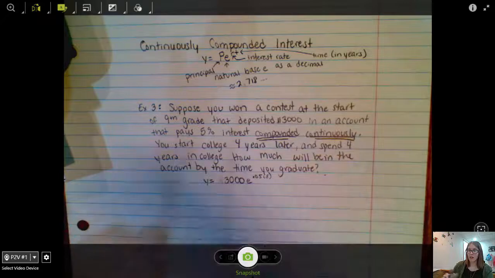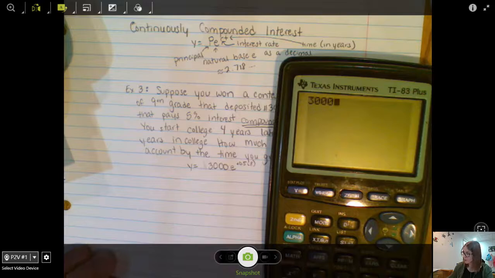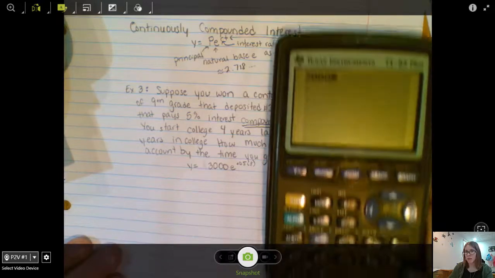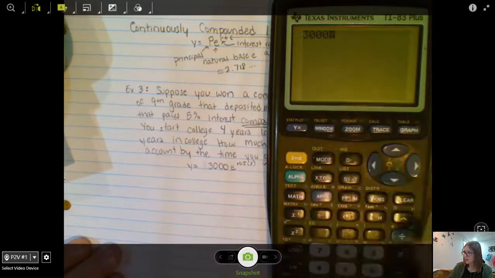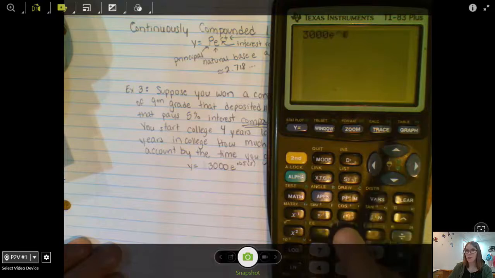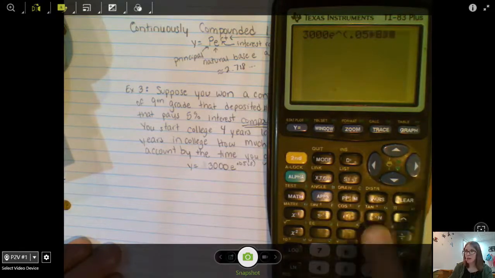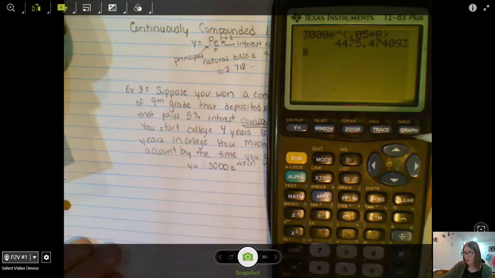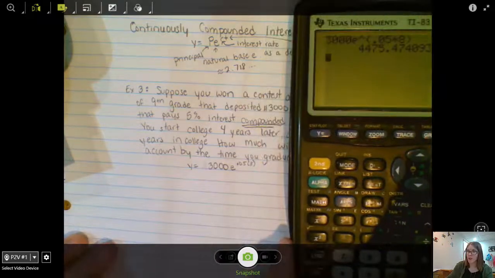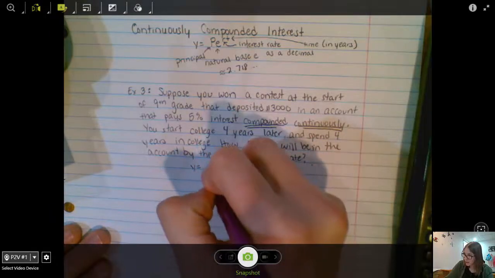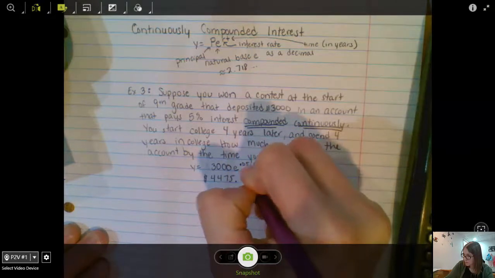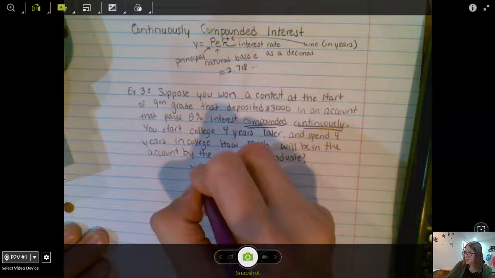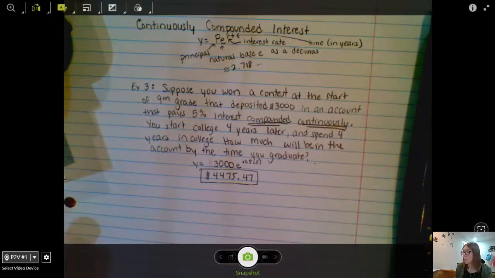Okay. So to get our answer, we just type this in our calculator. $3,000, and the button for e is right underneath where pi is, the second division sign, to the 0.05 times 8 power. So after your 4 years of high school and 4 years of college, that $3,000 turns into $4,475.47. That's pretty good. So in your 8 years, your $3,000 increased by almost $1,500.